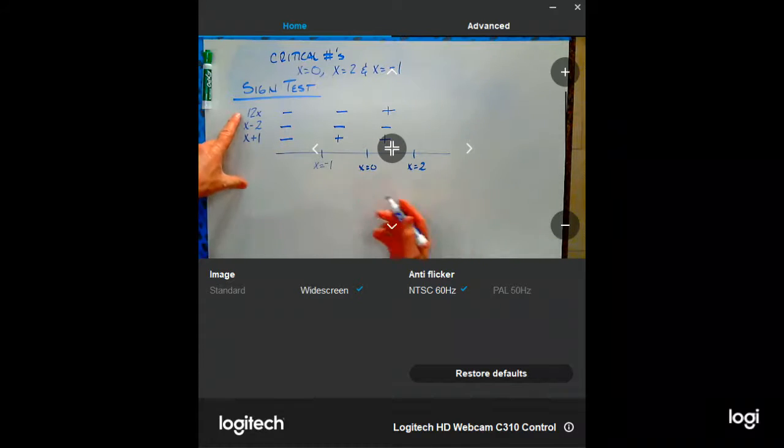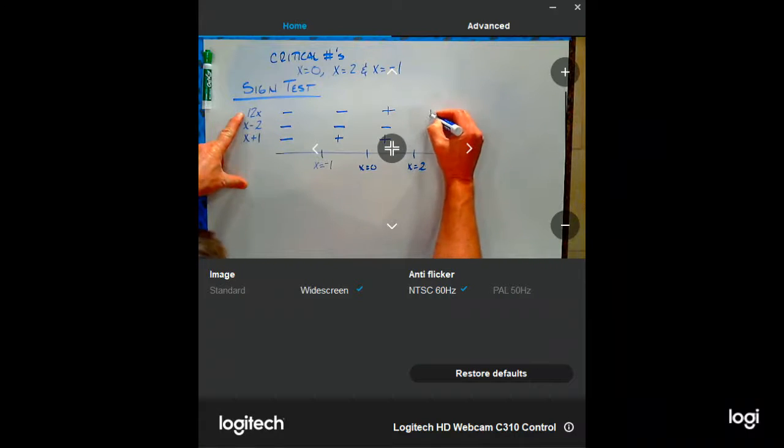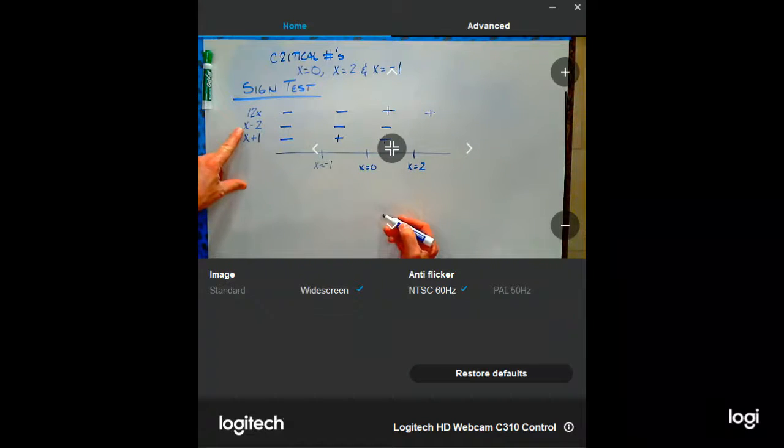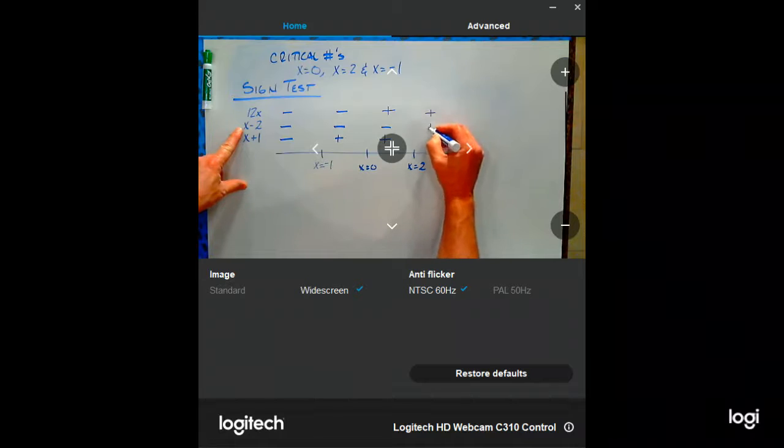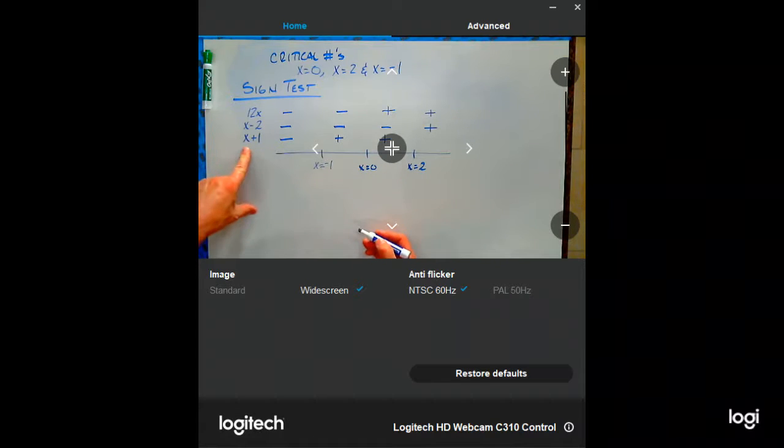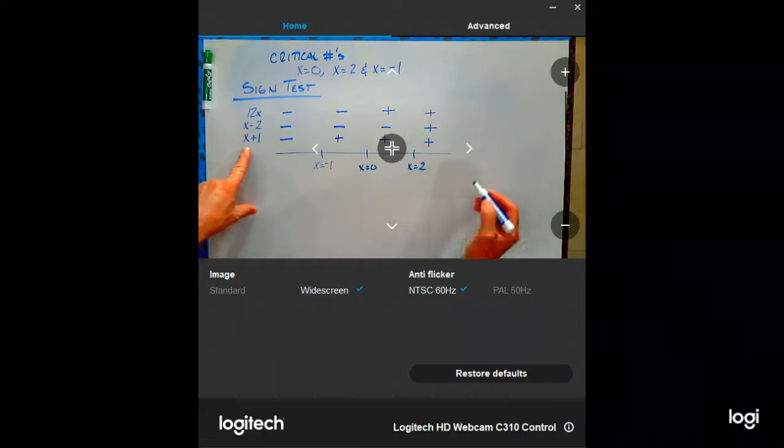10's fine. A billion is fine. 10 times 12 is going to be positive. We'll put a plus there. 10 take away 2, that's also going to be positive. We'll put a plus there. 10 plus 1, that's also going to be positive. We'll put a plus there.